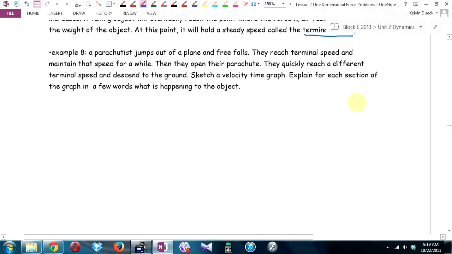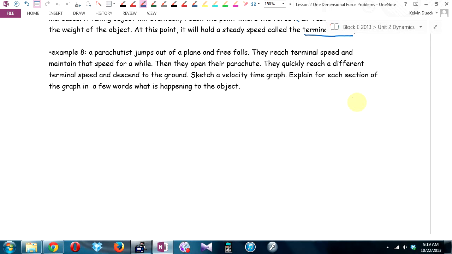Example 8. A parachutist jumps out of an airplane and free falls. They reach terminal speed, and then they maintain that speed for a while. They then open their parachute. They quickly reach a different terminal speed and descend to the ground.